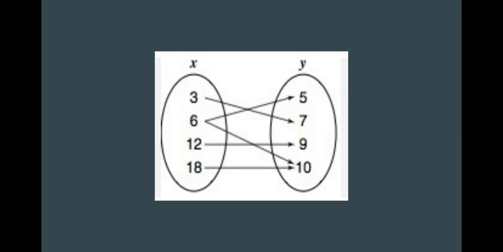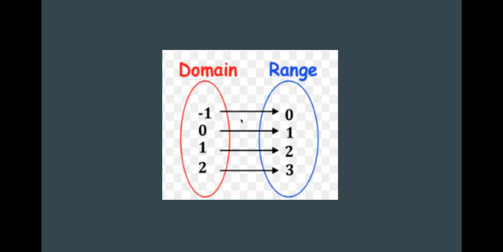Okay, so this one would not be a function because you'll notice that the 6 has two arrows coming from it, pairing it with both 5 and 10, and that is why this would not be a function. And here's another example. This one's a little easier to read because the arrows aren't going all over the place, but we have -1 paired with 0, 0 with 1, 1 with 2, and 2 with 3. So this would definitely be a function because each input has only one output.